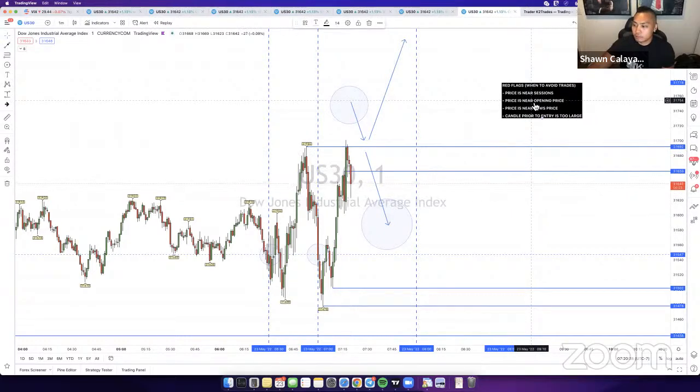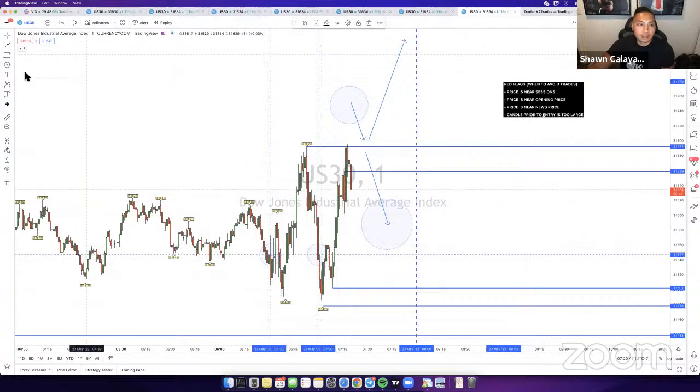Yeah, Rick said 6:31, strong red candle with momentum behind it. And that's exactly what Rick took, this one right here. The only thing about this was that there were two red flags hit right there, right? One, it was at sessions, and two, it was at opening price. So that's why I didn't take it.